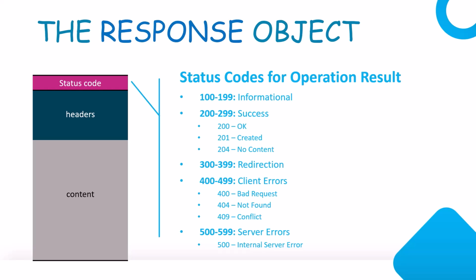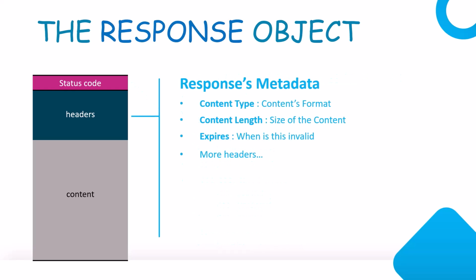You can see status code plays a very important role in the response object, because based on the status code, the client will be able to know if the request was successful, if it failed, and if it failed, what were the reasons, and so on. Then next we have headers in the response object as well. And they contain metadata, but this time they will have metadata about the response object.